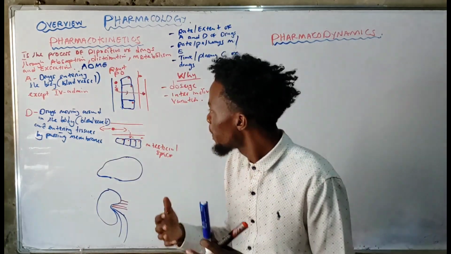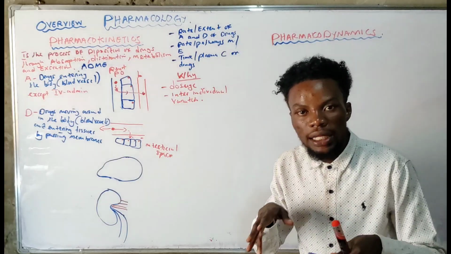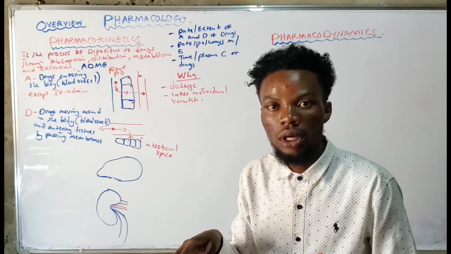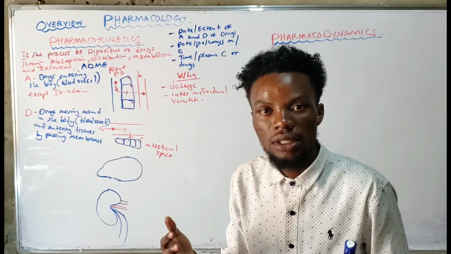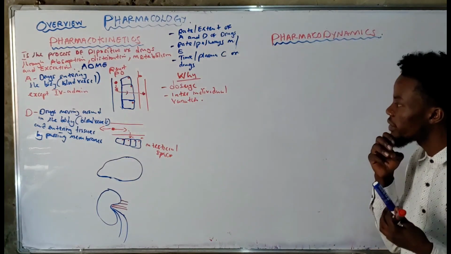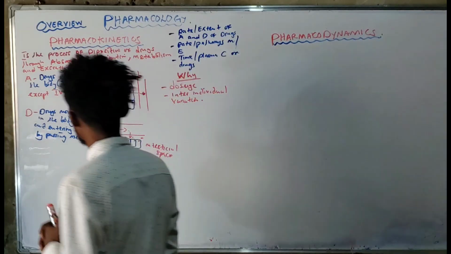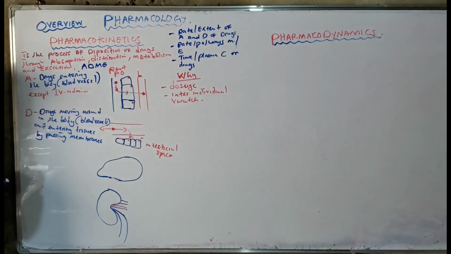So just know that distribution just talks about the drugs moving around the body and entering the tissues. Where can you find the tissues? In the interstitial spaces. Okay, that's where you can find tissues. So that's about drug distribution. What else? Let's go to M.